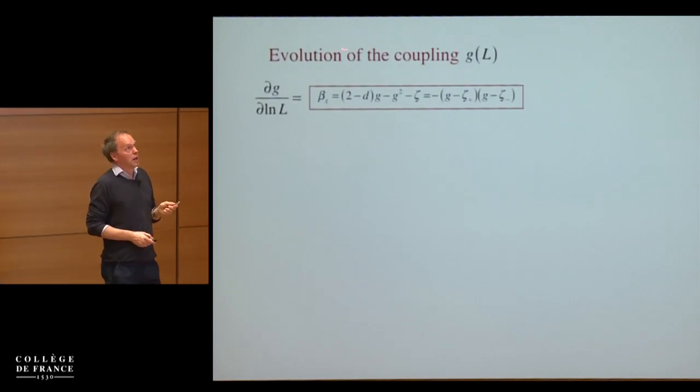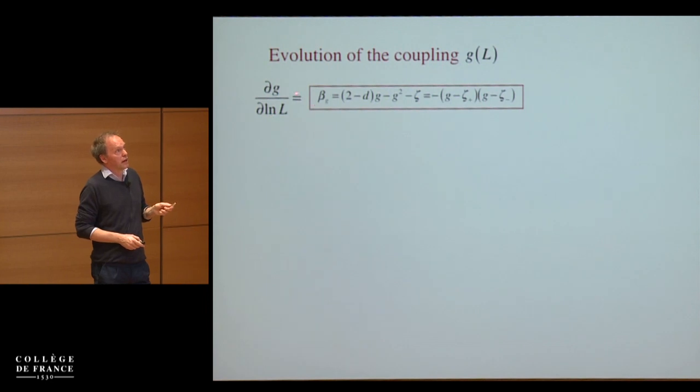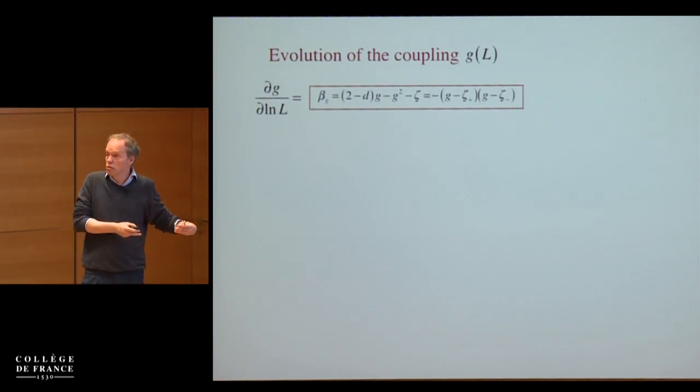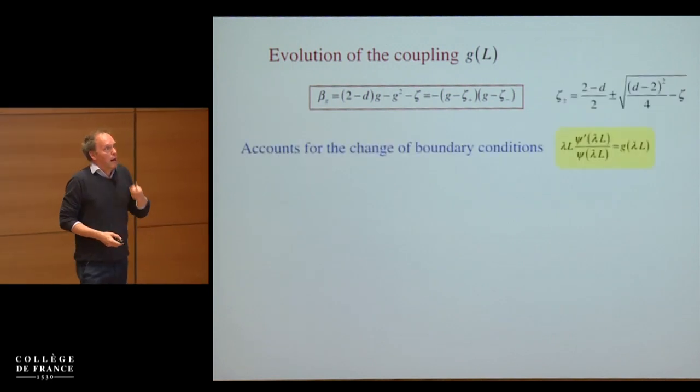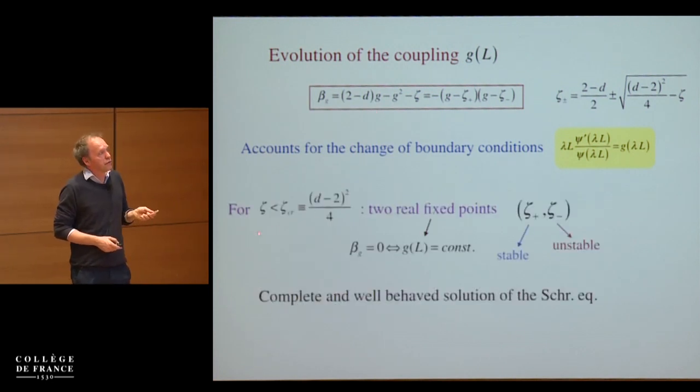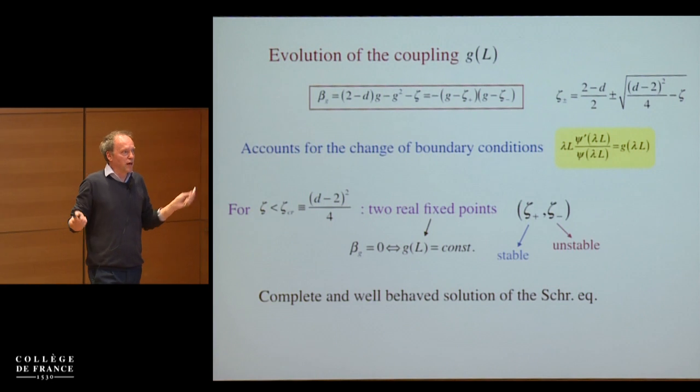And now I can look at the evolution of the coupling G of L. So I remind you that this stands for this logarithmic derivative, which is equal to this, which means by solving this equation, in principle, I know how G of L behaves when I change the length and I go down to 0. Okay? So this accounts for the change of the boundary condition. Now, if zeta is smaller than this critical value, which is here, then we see that we have two real fixed points, which means that this function vanishes at two values, this value and this value, which are real. Okay? And then we get a complete and well-behaved solution of the Schrödinger equation.